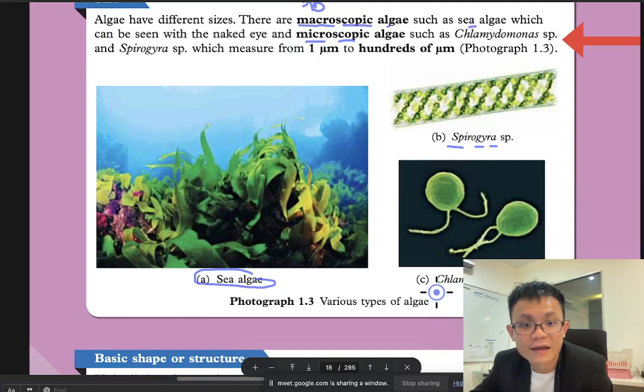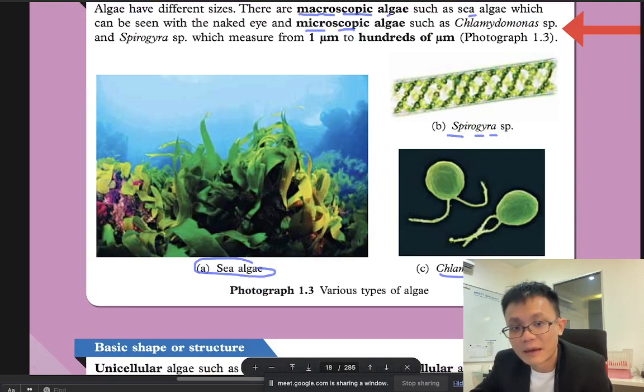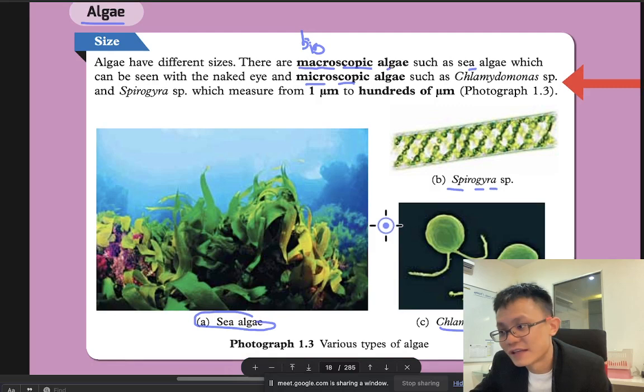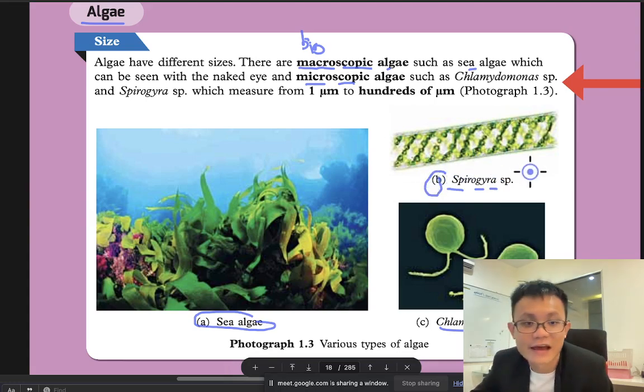and Chlamydomonas. Okay, this one also you need to remember the spelling. It might come out in objective, might come out in subjective. For example, in objective, they will ask which of these is algae. So they will give you Spirogyra, COVID-19, and then maybe Lactobacillus. Which one is algae? So you need to circle B, Spirogyra, because this is algae.